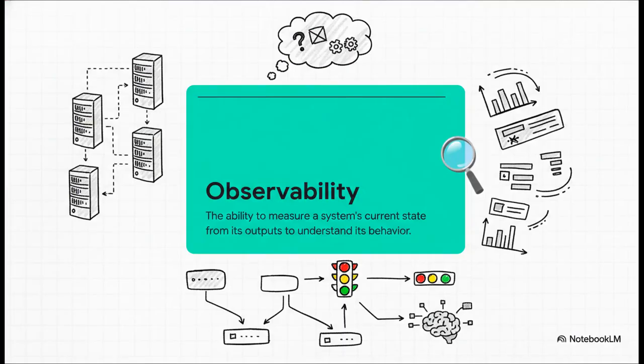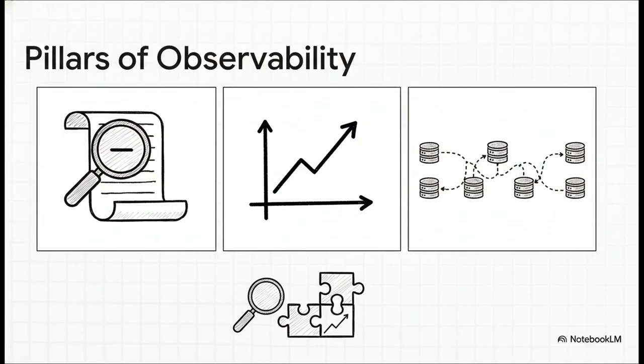This brings us to observability, and it's so much more than just knowing if your system is down. It's about having the tools to understand why it's behaving in a certain way. It lets you ask really complex questions about your system, and actually get answers, even for problems you never saw coming. And these are the three pillars that make that possible.